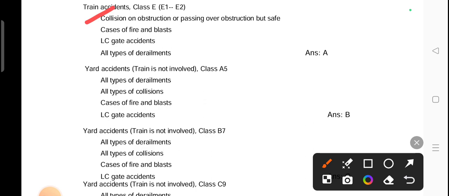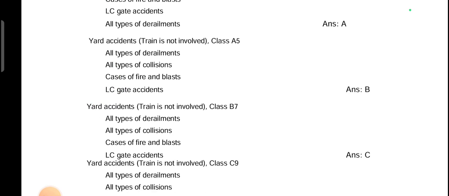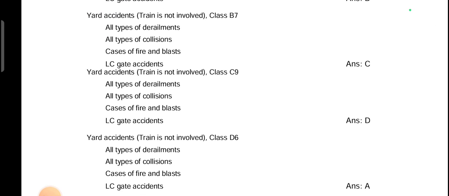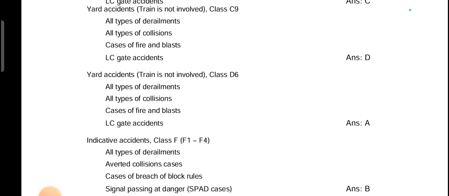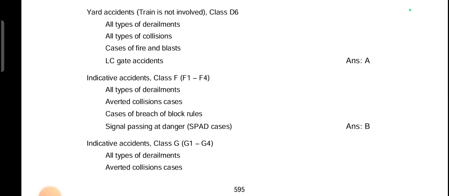Yard accidents, train is not involved, class A5, all type of collisions. Next, yard accidents, train is not involved, class B7, cases of fires and blasts. Yard accidents, train is not involved, class C9, LC gate accidents. Yard accidents, class D6, all type of derailments.